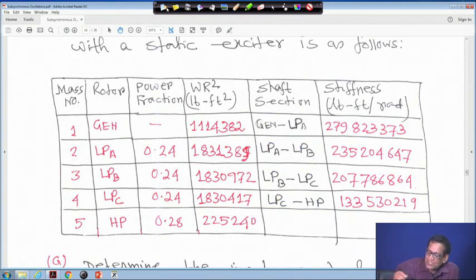And these are the stiffness, that is given in pound feet per radian. These figures are very large, but the stiffness is given in pound feet per radian, but we will convert it to kg meter per radian, and here also we will make it kg meter square.